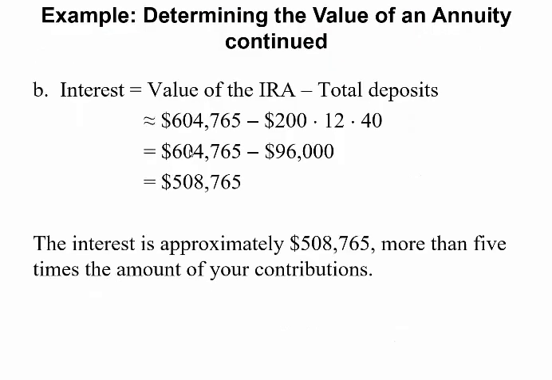All right, so how much did you make in interest? Well, that's the value of the IRA, which we found, minus the total deposit. Remember, you're going to do 200 deposits times 12 months per year times 40 years. So 200 times 12 times 40, you put $96,000 into the IRA. And if you subtract that from the total value, wow, the interest you made is approximately $508,765. So that's more than 5 times the amount of your contribution. So the power of interest here is important, right? When it's compounding, you're making a ton of money on the interest here.